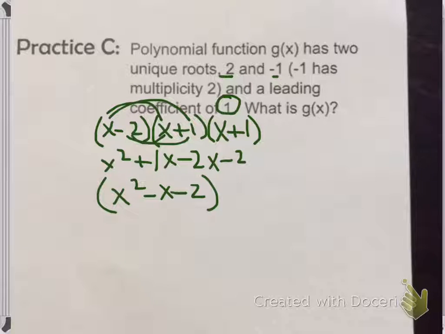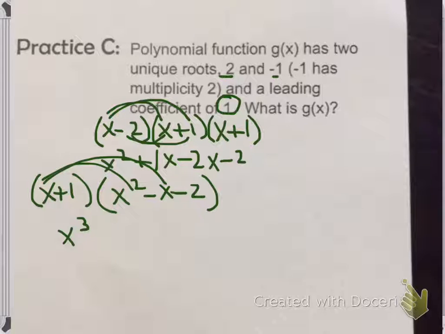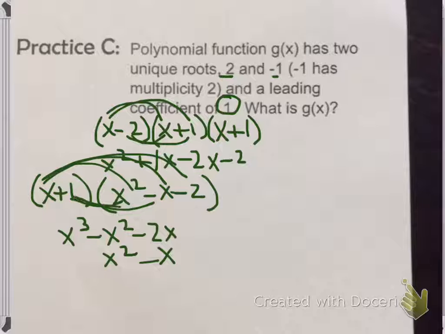Then I'm going to bring that x plus 1 down. I like to put it in front, but you can put it in the back. And then just multiply again. So x times x squared is x cubed. x times a negative x is a negative x squared. x times a negative 2 is a negative 2x. 1 times x squared is x squared. 1 times negative x is a negative x. And 1 times a negative 2 is a negative 2.